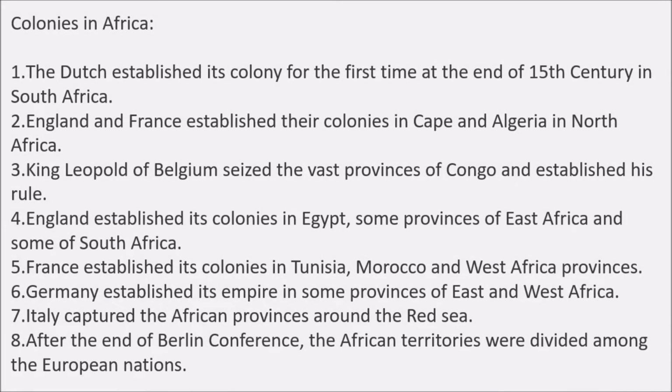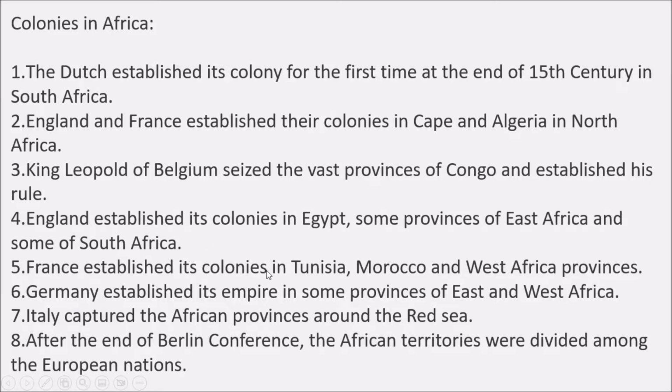Colonies in Africa. The Dutch established their colony for the first time at the end of the 15th century in South Africa. England and France established colonies in Cape and Algeria in North Africa. King Leopold of Belgium seized the vast provinces of Congo and established his rule. England established its colonies in Egypt, some provinces of East Africa and some of South Africa.